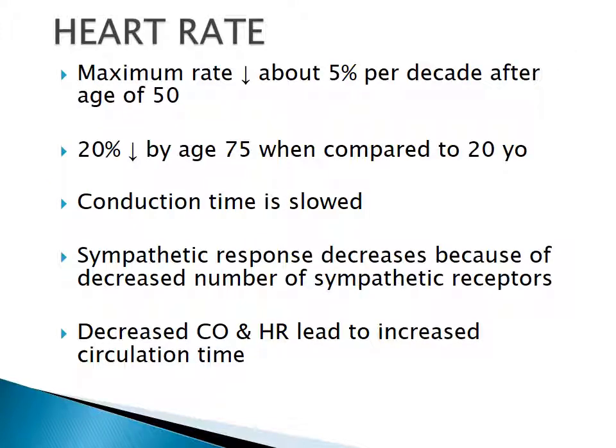Your maximum heart rate decreases by 20% by age 75 when compared to a 20-year-old. Your conduction time is slowed. Everything is pretty much, in a lot of ways, reduced. We'll look at some slides where some things increase and some decrease. I would make sure you know what increases and what decreases. But overall, if you're going to make a general statement, we would say things tend to slow down. Older people don't compensate as well for the different stresses of living, exercise, and surgery, and most functions are reduced.